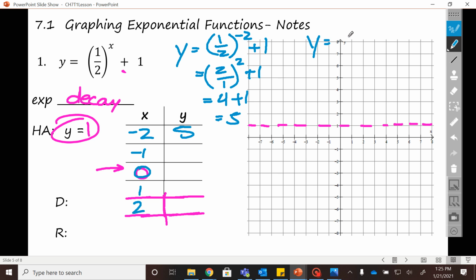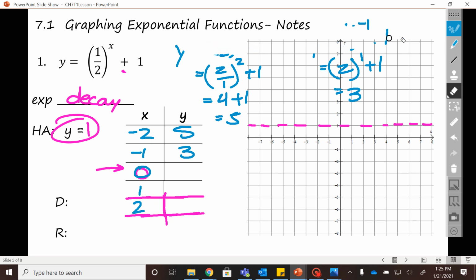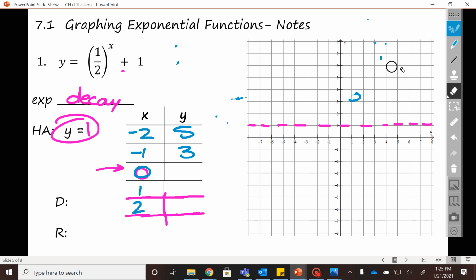Next, we'll plug in -1, so 1/2 to the -1 plus 1. Once again, negative exponent, we flip it around because both the numerator and denominator have a negative exponent, so they both go into the opposite place. So this is 2 to the 1 plus 1, which is just 2 plus 1, which is 3. Next, we'll plug in 0, so y equals 1/2 to the 0 plus 1. Anything to the 0 power is 1, so this is 1 plus 1, which is 2.